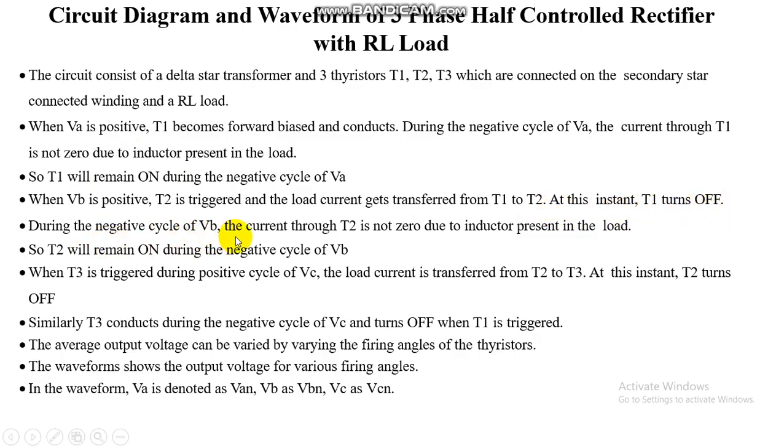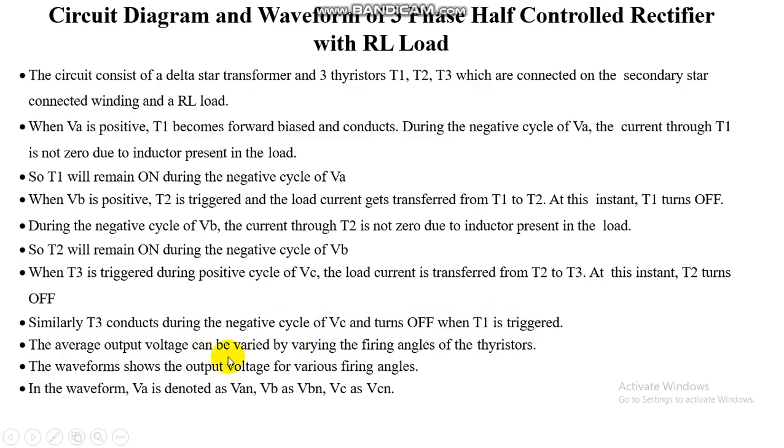During the negative half cycle of VB, the current through T2 is not zero due to the inductor present on the load side for some duration. So T2 will remain on during the negative half cycle of VB also. When T3 is triggered during the positive half cycle of VC, the load current is transferred from T2 to T3. At this instant, T2 turns off. Similarly, T3 conducts during the negative half cycle of VC and turns off when T1 is triggered.